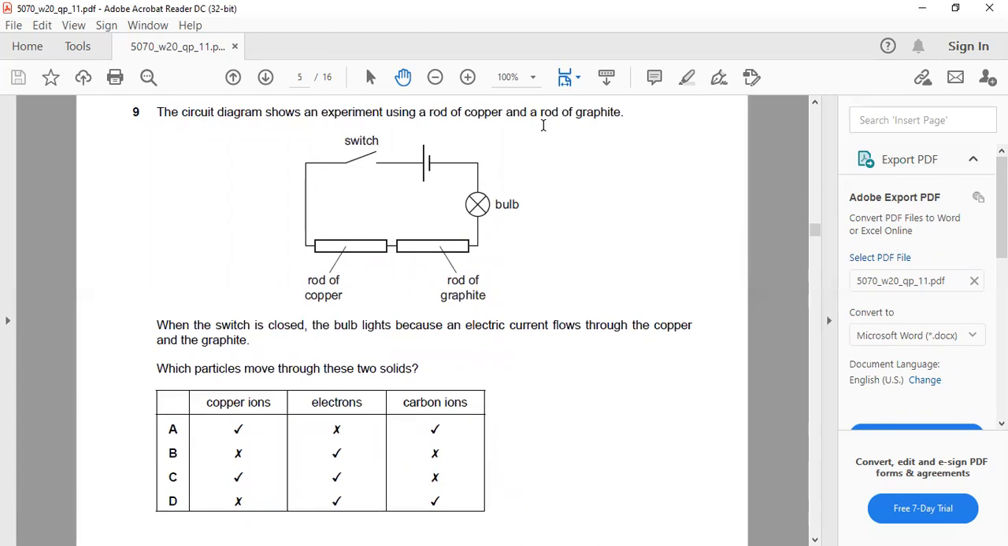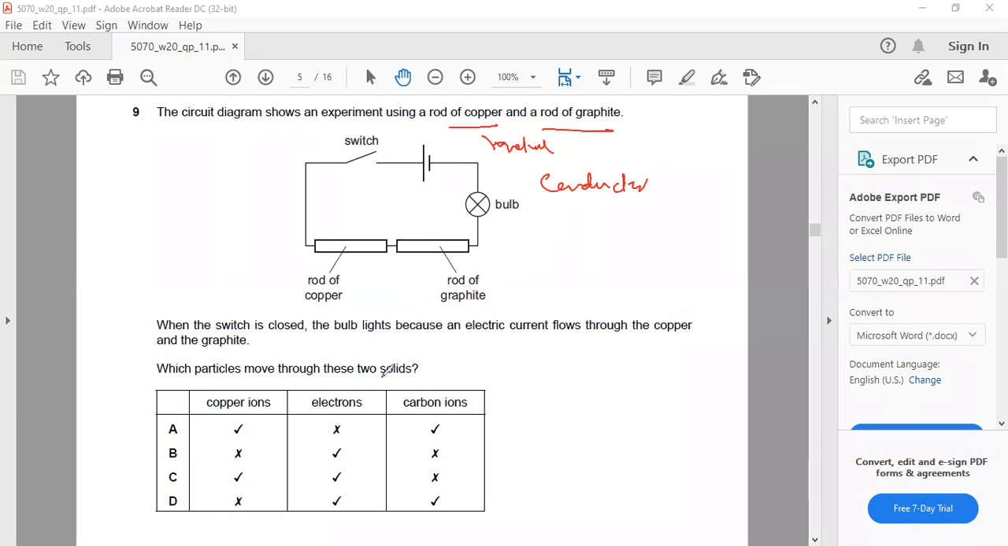Okay, it's about movement of electrons, movement of charge. You can say it's about electricity, a basic principle. Copper and a rod of graphite. Copper is a metal. Both are conductors, so both conduct electricity by movement of electrons. When the switch is closed, the bulb lights because electric current flows through the copper and the graphite.